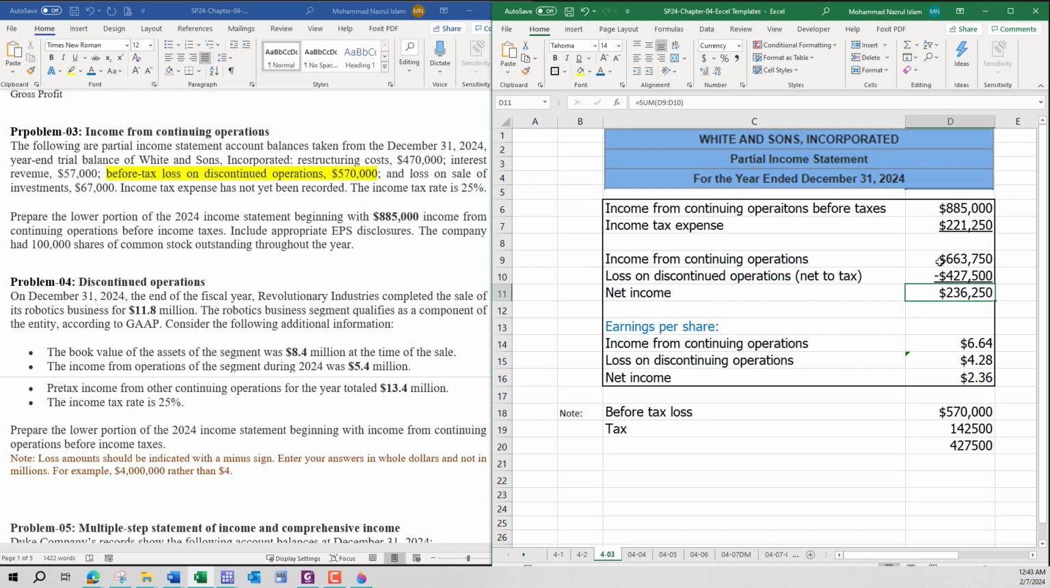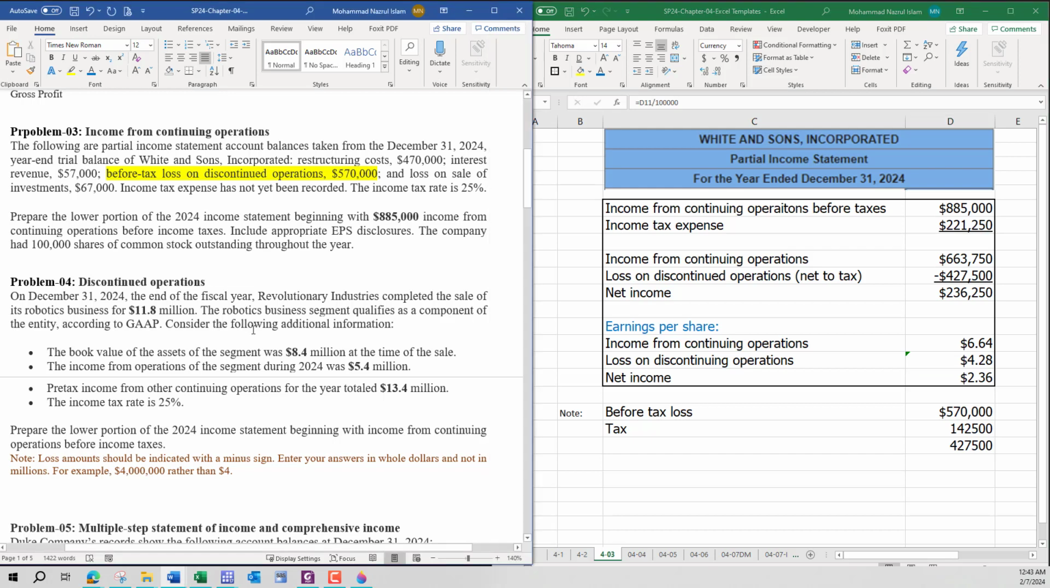The net income should be equal to the sum of these two. Why sum? Because they have different signs, meaning one is positive and the other is negative. So the sum of these two would be positive because the positive number is higher. And earnings per share should be the income from continuing operations divided by 100,000, and the loss should be this one divided by 100,000, and the net income should be this one divided by 100,000.